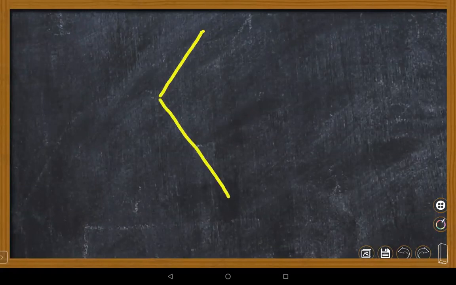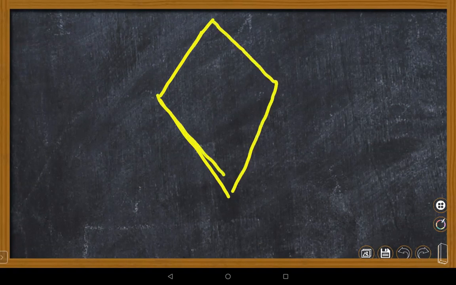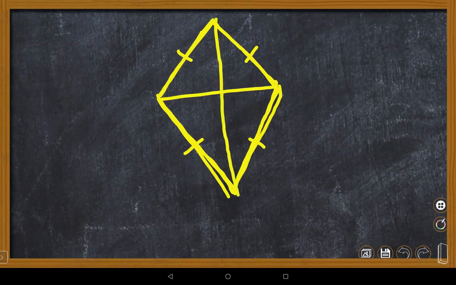Ma'am, it's like a square, but all sides are equal while the diagonals are not equal. It looks somewhat like a kite, a diamond. Yes, all sides are equal. Very good. The sides are equal and the diagonals bisect each other at 90 degrees. Wonderful.